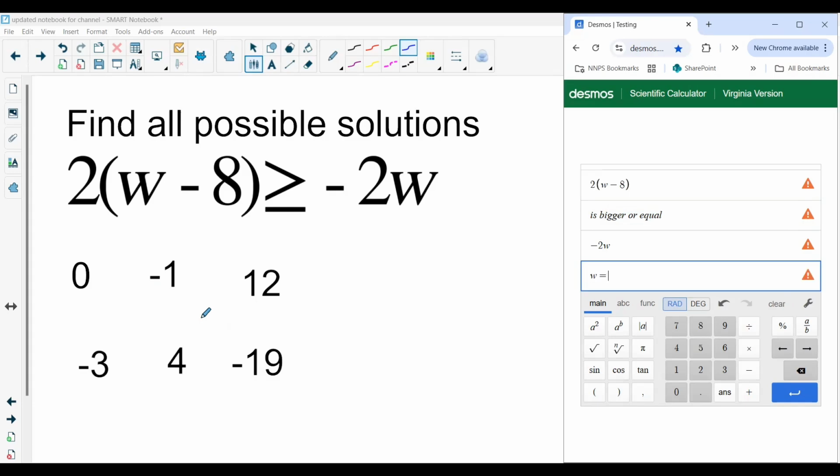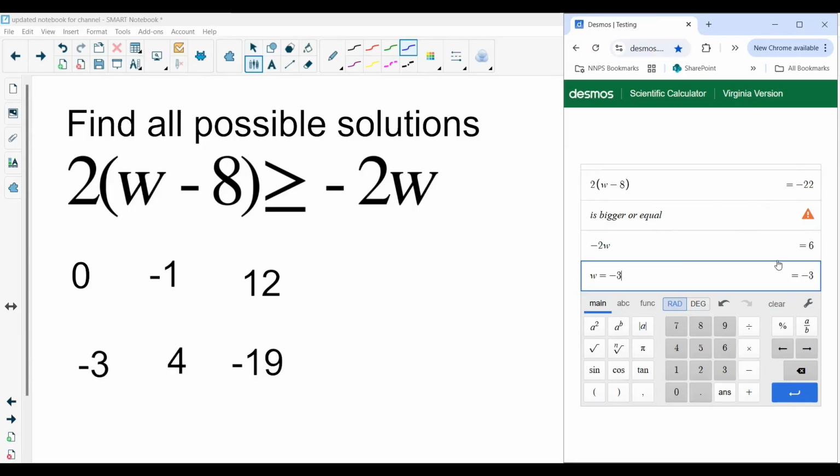So now let's put W equals, let's try 0. -16 is bigger than 0 right here? No, 0 is not the answer. Let's try -1. Okay, is -18 bigger than 2? No. Is it equal to 2? Nope. Let's try +12. You see our answer here, 8. Is 8 bigger than -24? No. Is it equal to -24? Nope.